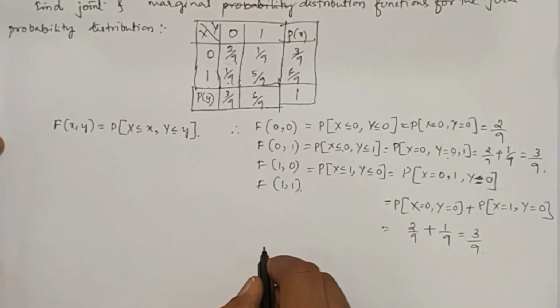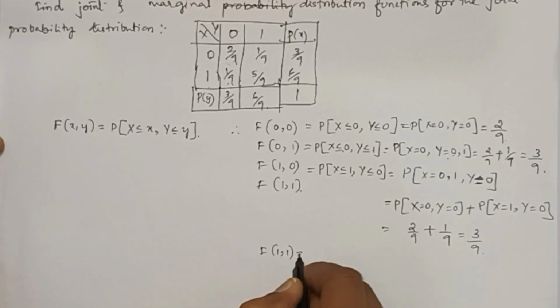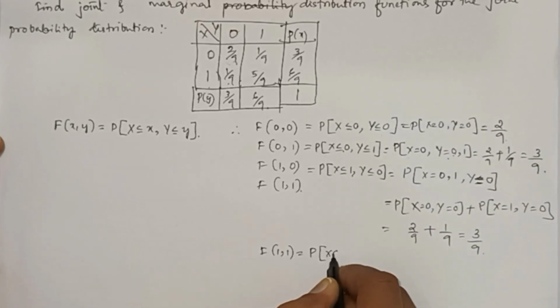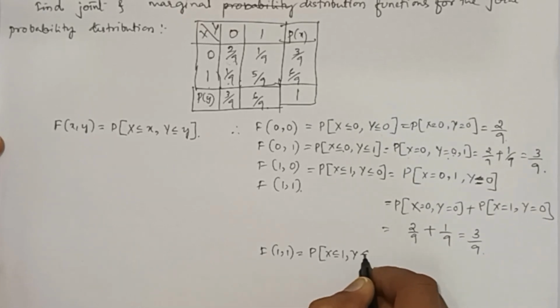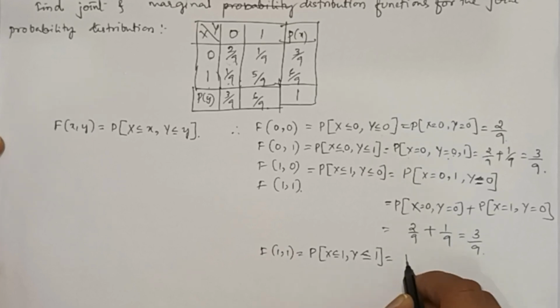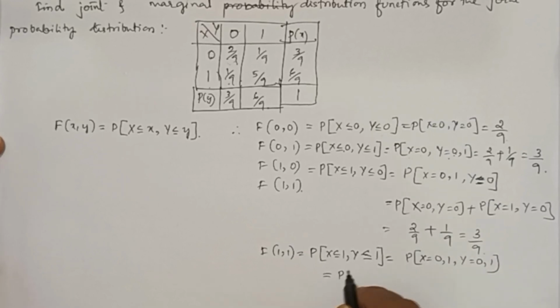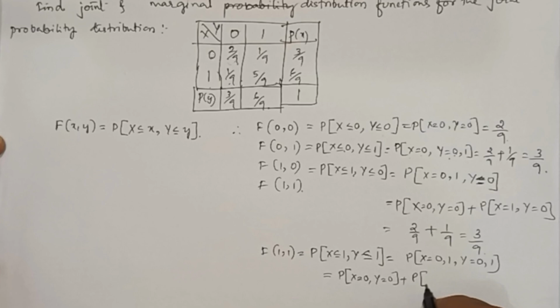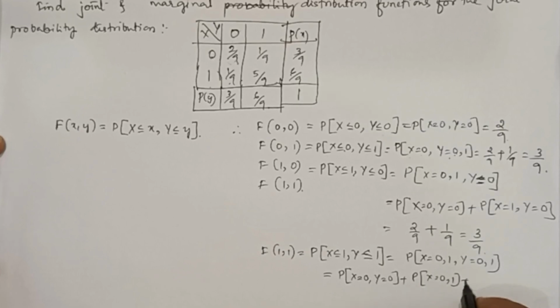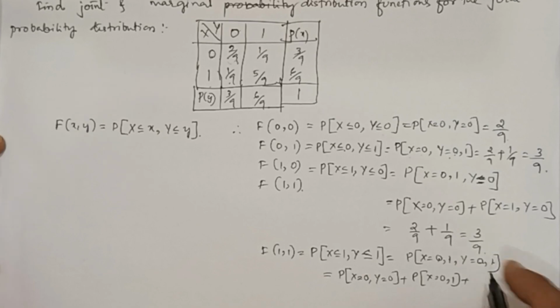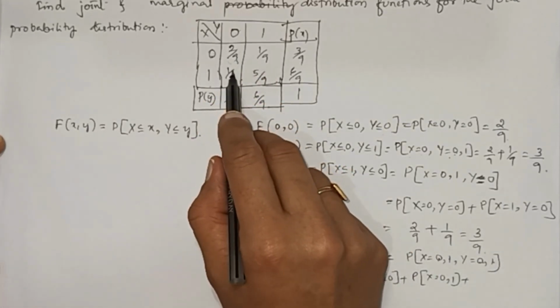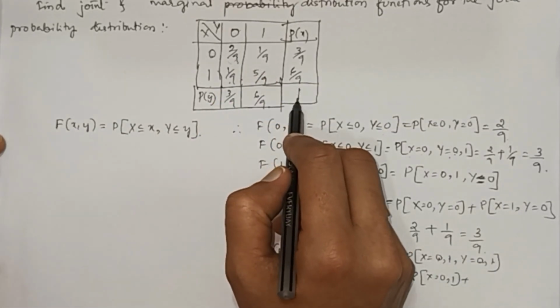Then the last one, F of 1 comma 1, means the probability X is less than or equal to 1, Y is less than or equal to 1. So X takes values 0 comma 1, Y takes values 0 comma 1. Accordingly, you have X is 0, Y is 0 plus X is 0, Y is 1, four values: 0 0, 0 1, 1 0, 1 1, which is nothing but the sum of all the probabilities of this table. That grand total must be equal to 1.